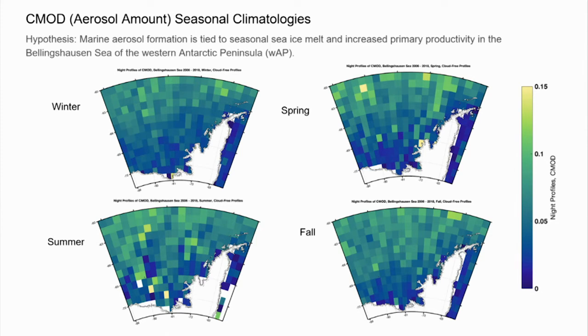Using clean marine optical depth, which is a mouthful, so I'm going to just call it CMOD, I developed seasonal climatologies similar to what I showed you earlier. Again, in relation to this, my hypothesis was that marine aerosol formation is tied to seasonal sea ice melt and increased productivity. So here I've made climatologies, and the bin size is 1 degree latitude and 2 degrees longitude to capture as much information as I could. Again, we have the Antarctic Peninsula, and what's interesting is that despite noise, there's a seasonal increase of CMOD from winter to spring and to summer, which begins to decrease into fall and into winter again.